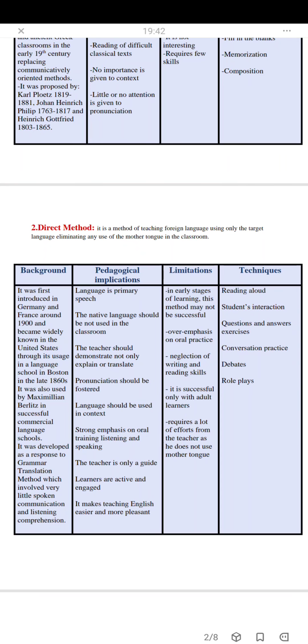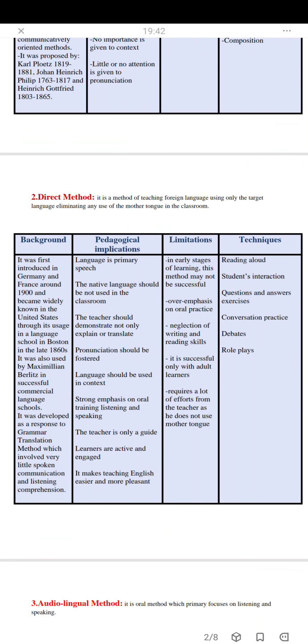So the background of this method is it was first introduced in Germany and France around the 19th century and became widely known in the United States through its usage in a language school in Boston in the late 1860s. It was also used by Maximilian Berlitz in successful commercial language schools. Also, it was developed as a response to the grammar translation method, which involved very little spoken communication and listening comprehension.